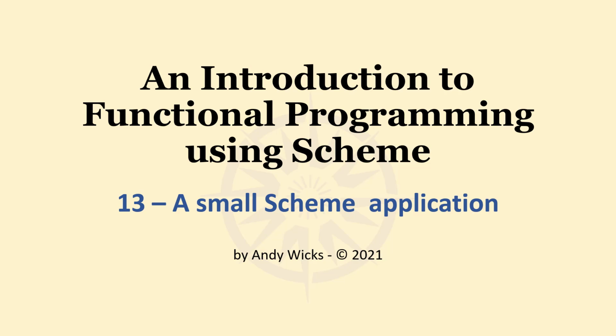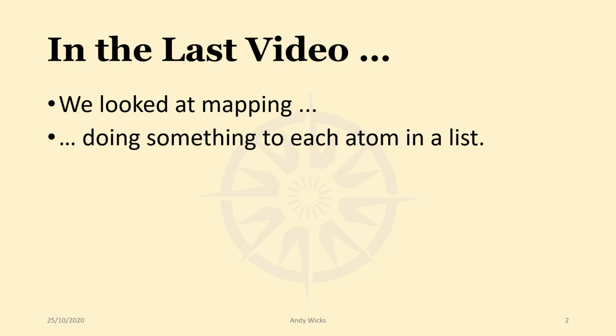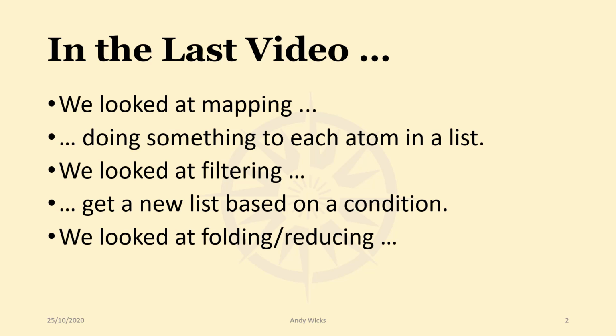My name's Andy Wicks, and I'd like to start by recapping a couple of the concepts we looked at in the last video. We looked at mapping, that's doing something to each atom in a list. We looked at filtering, and that's where you get a new list based on some condition. And finally, we looked at folding, or reducing as it's sometimes called, where a list gives a single result.